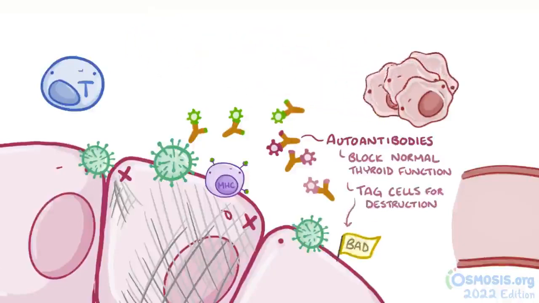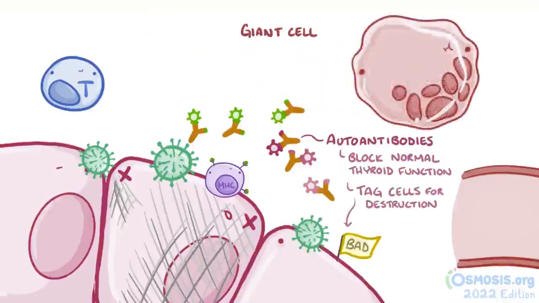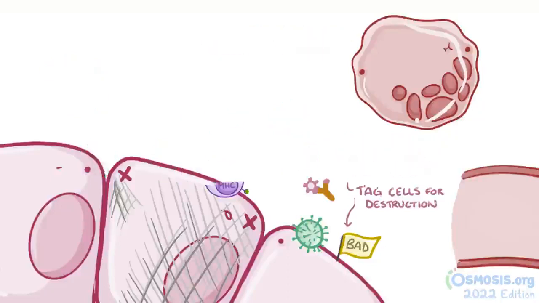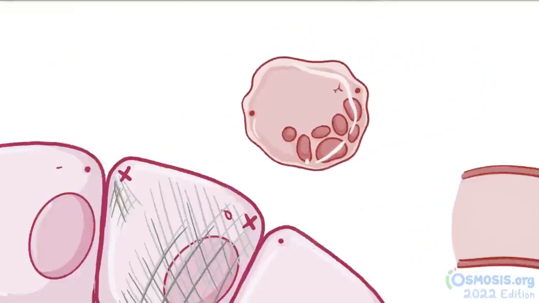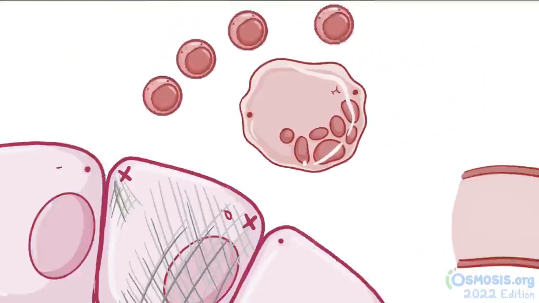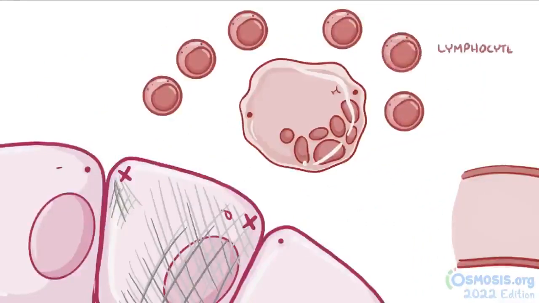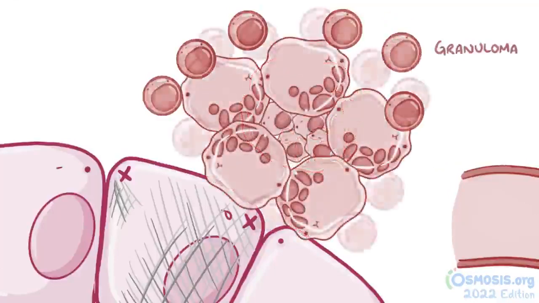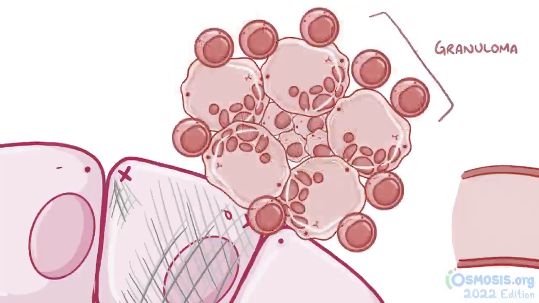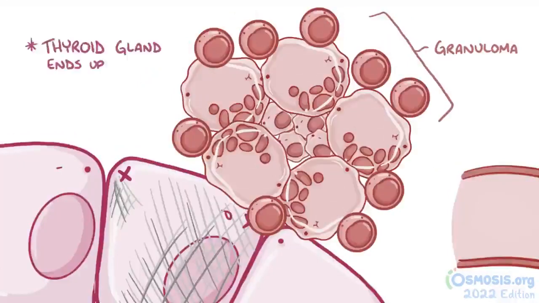Some of the macrophages join together to form giant cells with multiple nuclei, which is why sometimes this condition is called giant cell thyroiditis. Often, these activated macrophages, either as single cells or as multinucleate giant cells, along with some lymphocytes, organize themselves into granulomas. These are basically small aggregates of macrophages surrounded by giant cells in a rim of lymphocytes. Ultimately, the result is that the thyroid gland ends up getting simultaneously destroyed by both the virus as well as by its own immune cells.